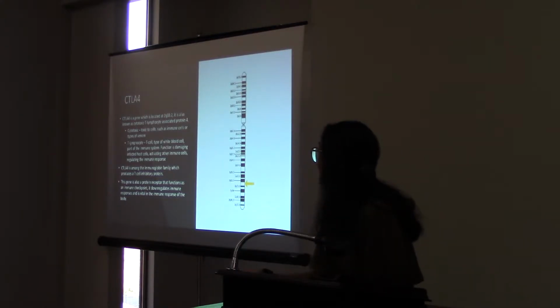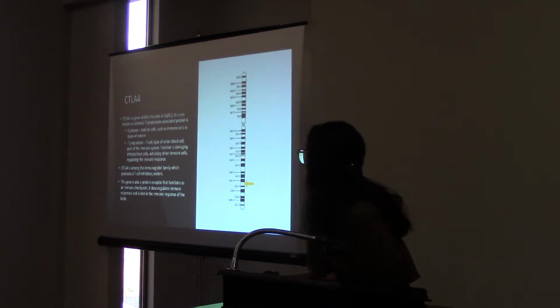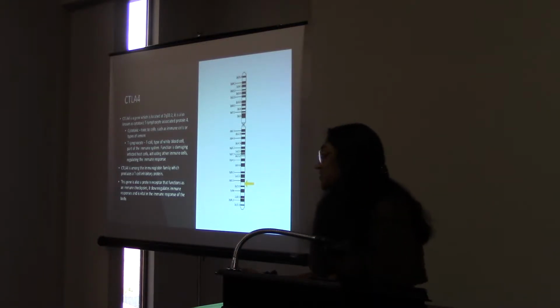Cytotoxic means toxic to cells such as immune cells. A T lymphocyte is a type of white blood cell which is part of the immune system. The function is damaging infected host cells as well as activating other immune cells and regulating the immune response. CTLA4 is among the immunoglobulin family, which produces a T cell inhibitory protein. The gene is also a protein receptor which functions as an immune checkpoint and downregulates the immune response. This is extremely vital to the immune response in the body.